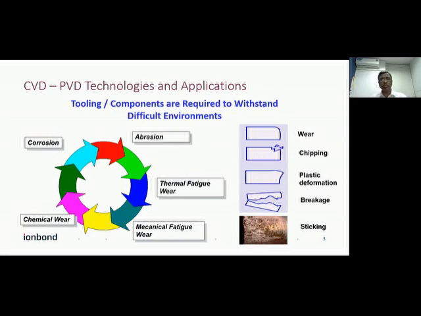All these wears lead to problems like chipping during usage of the tool, then plastic deformation, and breakages, meaning the die or the tool breaks into two pieces and we cannot use it further. Due to chemical wear, we normally face sticking or soldering problems, which again leads to a lot of other activities needed on the tool to get it back into usable condition. We keep facing all these adverse conditions. So the question is how to tackle all these things.